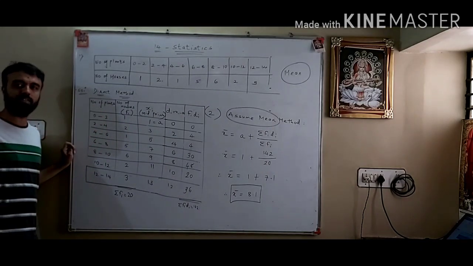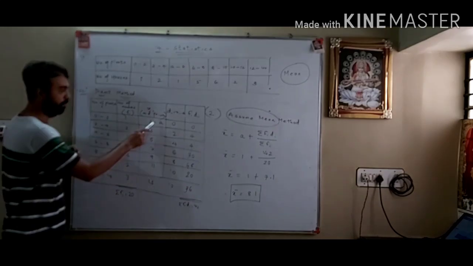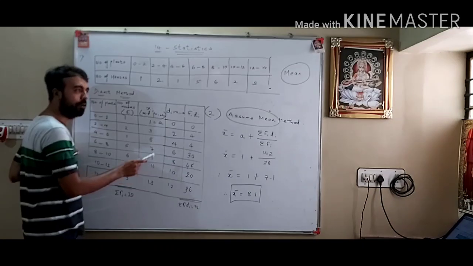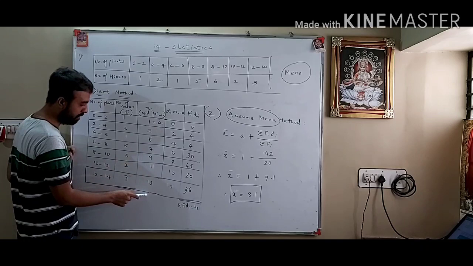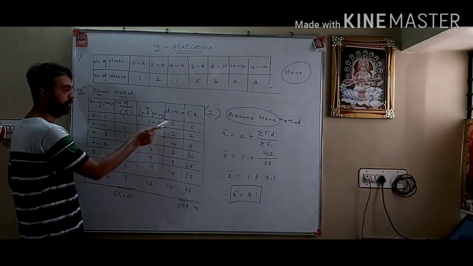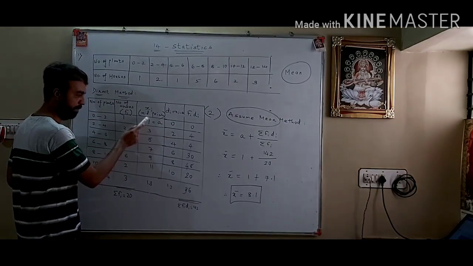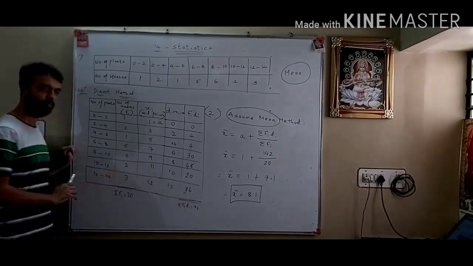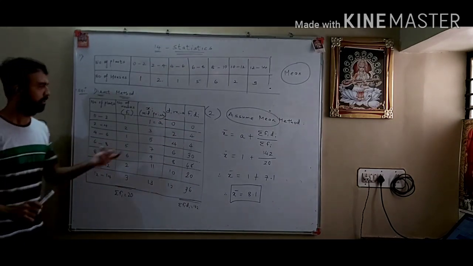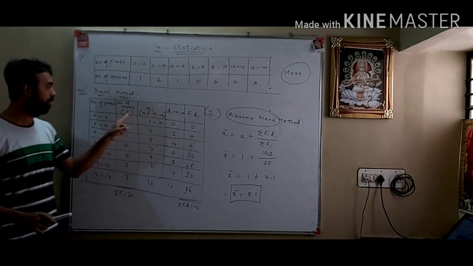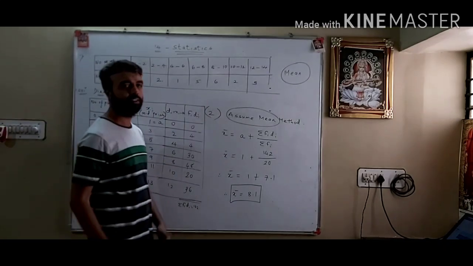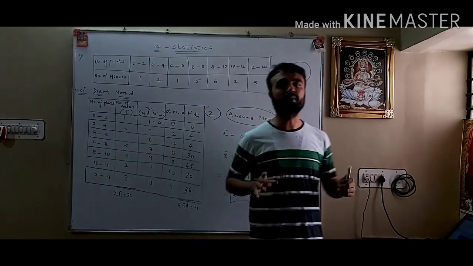So negative numbers will not come into the picture. So A is this one. How to find Di? Xi minus A. Each time, you have to subtract A from the Xi. So 1 minus 1 is 0, 3 minus 1 is 2, 5 minus 1, 7 minus 1. Every time you need to subtract A from these Xi's. The last column is very simple: multiply this and this, then addition, and then the formula. So this is the second method, the assumed mean method.